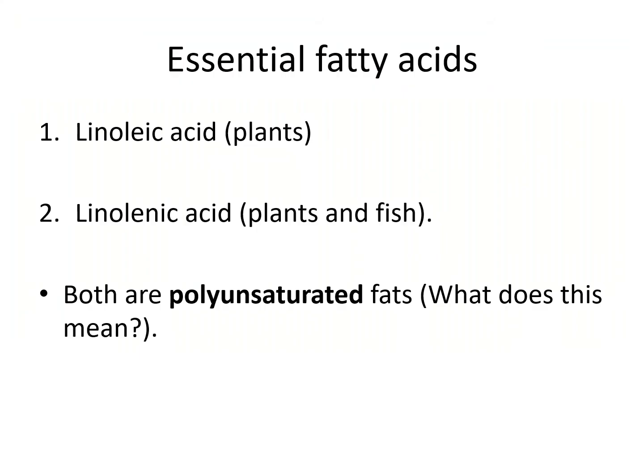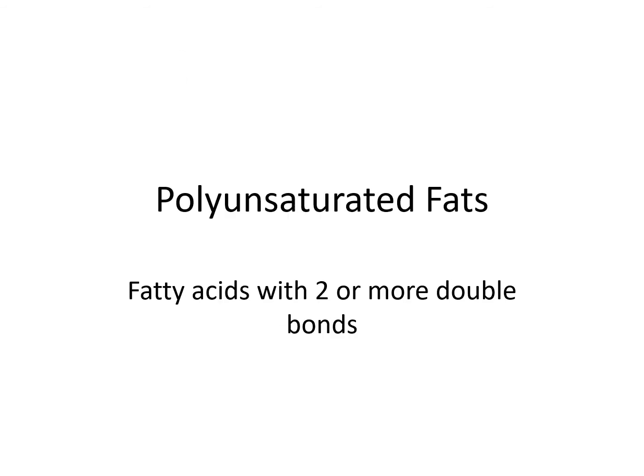We also have the essential fatty acids. So some examples are linoleic acid that we can obtain from plant material, linolenic acid from plants and fish, and both are essential fatty acids. Coincidentally, both are polyunsaturated fats. Do you remember what this means? Being something that's polyunsaturated? Well, that means they have 2 or more double bonds. And so when you have a double bond in a fat, that means that it has 2 less hydrogens. It also puts a bend in the molecule.